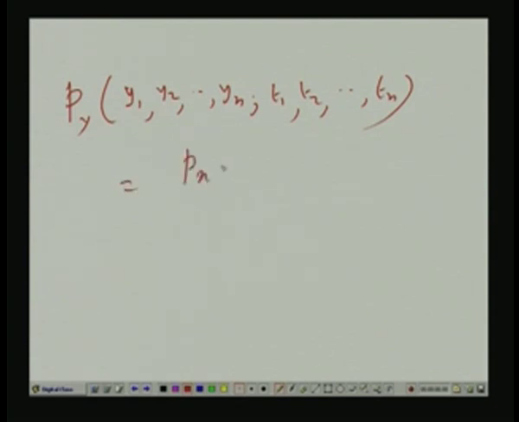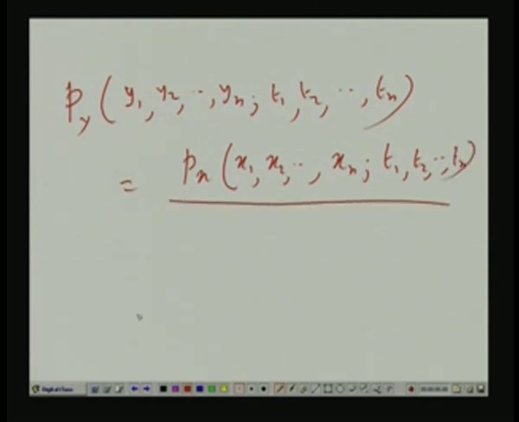what happens to the joint density? This y stands for the fact that I am looking at the joint density for the y variables, at y1, y2, dot dot dot yn, at values t1, t2, dot dot dot tn. That will be p_x by that formula, divided by the Jacobian expression, and the Jacobian you have seen will be the mod of g prime x1, g prime x2, dot dot dot g prime xn.